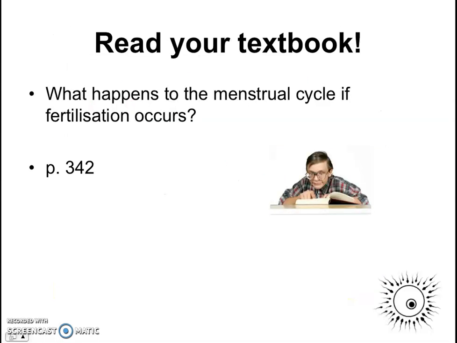Alright, before ending, I would like you to also read up your textbook on this page. We've already seen what happens to the menstrual cycle if fertilization does not occur. But what happens to the menstrual cycle if fertilization occurs? What happens to the hormones, estrogen and progesterone? Go find out.